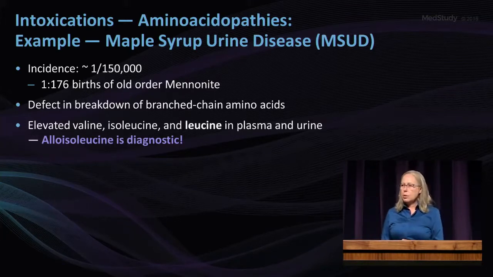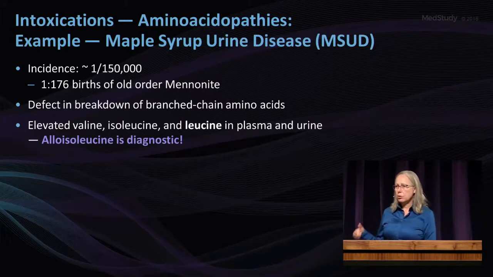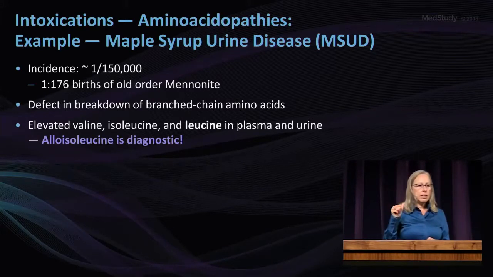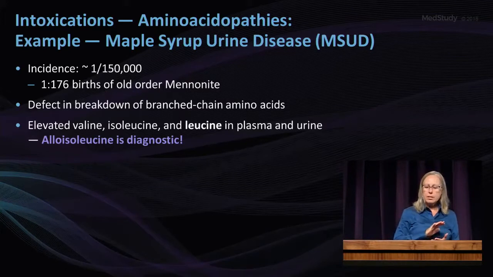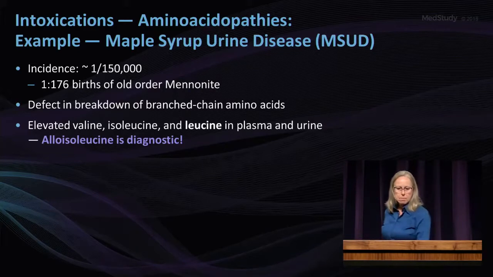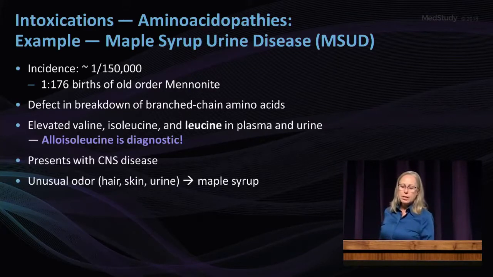When we're treating kids with MSUD, we want to monitor their leucine, because that's the one that gives you the most problems with encephalopathy. So we try to keep the valine and isoleucine within range as well, but primarily we focus on the leucine. So they present with CNS disease.